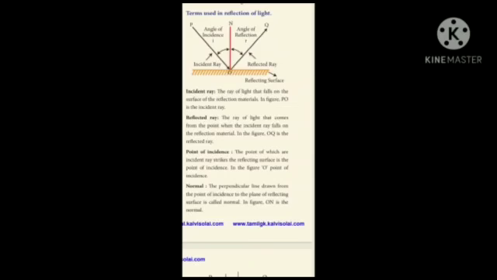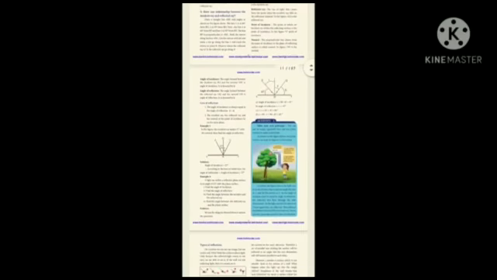Next, incident ray. The ray of light that falls on the surface of the reflecting material. So this is the incident ray definition. Sometimes they will ask these questions, incident ray definition. So next, reflected ray. The ray of light that comes from the point when the incident ray falls on the reflecting material.